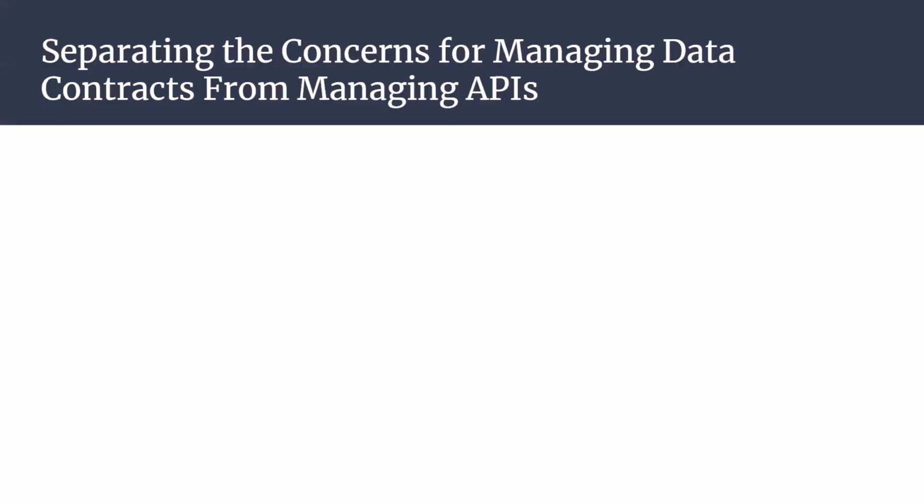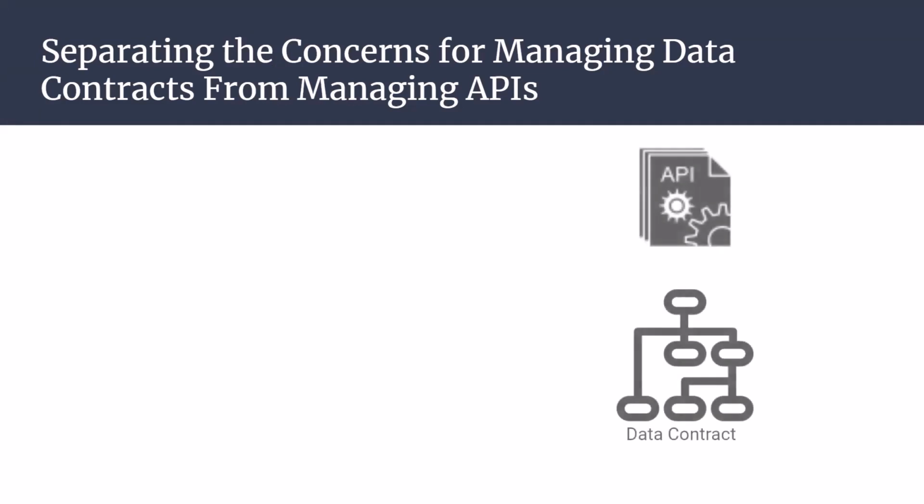So the mutual benefits of APIs and data contracts doesn't necessarily mean that they should be tightly coupled. In fact, there are several advantages for managing their life cycles separately. Let's enumerate some of these.